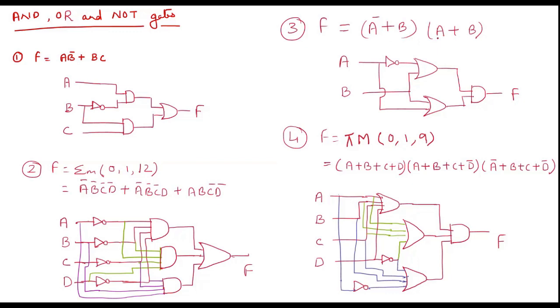You can see these two max terms are ANDed together. So I have taken an AND gate and given 2 inputs over here. Finally I am getting F. So F is nothing but A complement plus B, whole, into A plus B. So this is my third example.